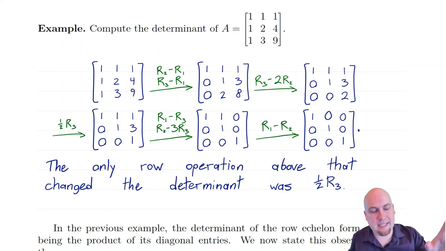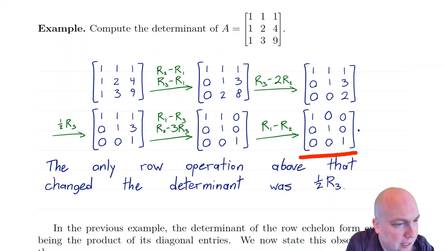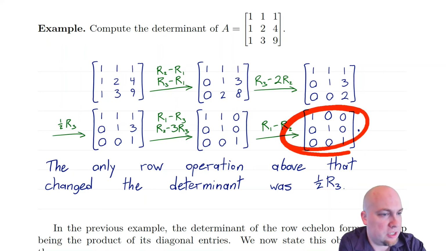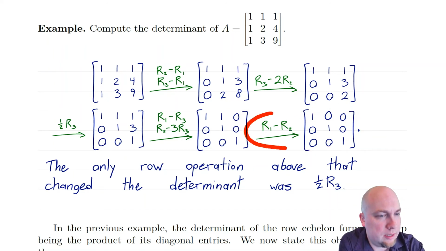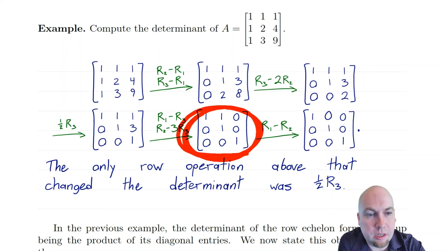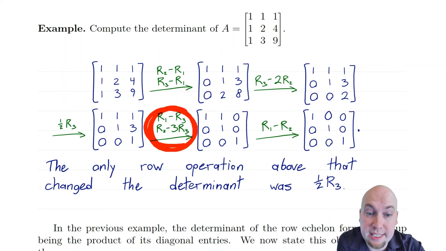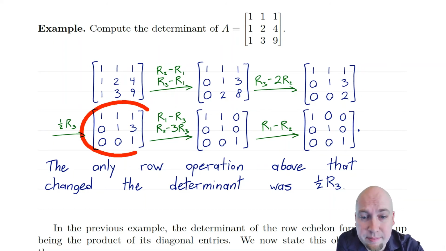So what's that tell us? Well, this is an identity matrix. It has determinant 1. This one over here has determinant 1. Well, this row operation didn't change it, so just trace it back. This matrix must have also had determinant 1. And then these row operations also did not change the determinant, so this matrix must have determinant 1.